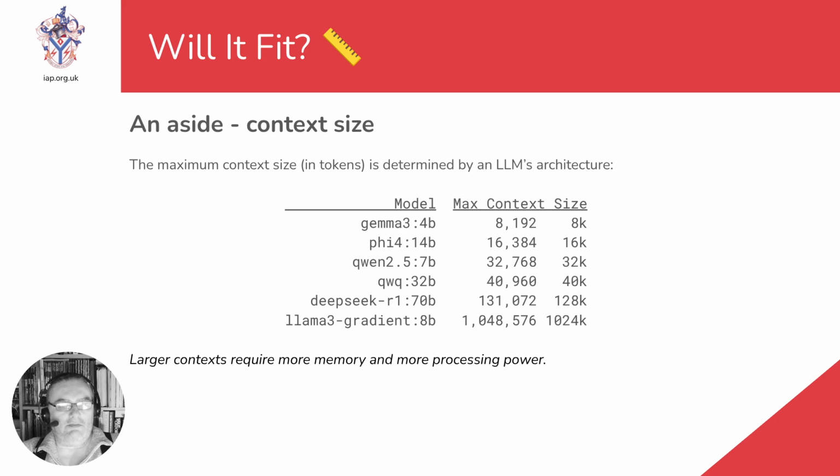However, there are two main problems with larger contexts. Larger contexts require more memory. Larger contexts also require more compute power to tokenize and process.